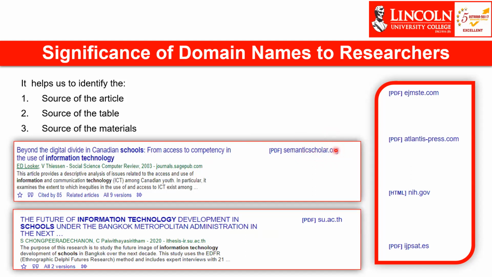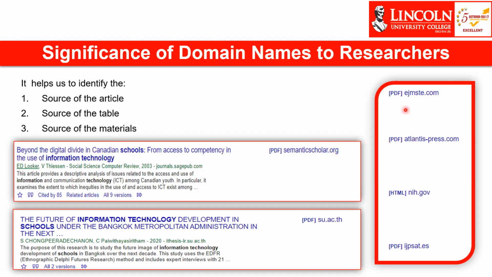semanticscholar.org. This is a non-governmental agency. So whenever you see this kind of domain, it tells you the source of the material, the source of the research, or if it is a table, the source of the table. If it is a research paper like this one, or an article, this is telling you that this particular paper can be found on a non-governmental organization, NGO, whose name is semanticscholar.org.